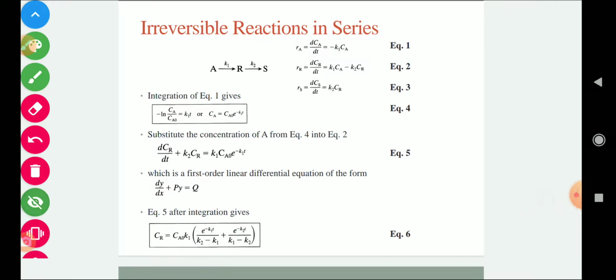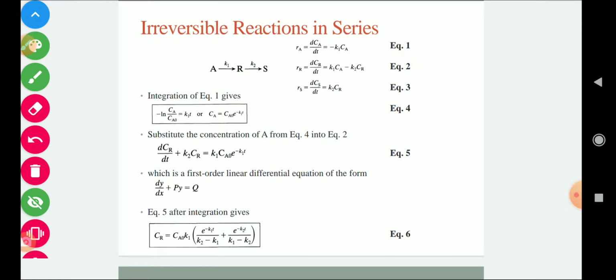If we have an irreversible reaction in series, as you can see here, A first reacts to form R, then this R further reacts to form S. So the rate expression will be: rate of disappearance of A equals K1 Ca, and rate of formation of R equals rate of formation of R minus rate of consumption of R due to the secondary reaction, so K1 Ca minus K2 Cr. Similarly, rate of formation of S equals K2 Cr.